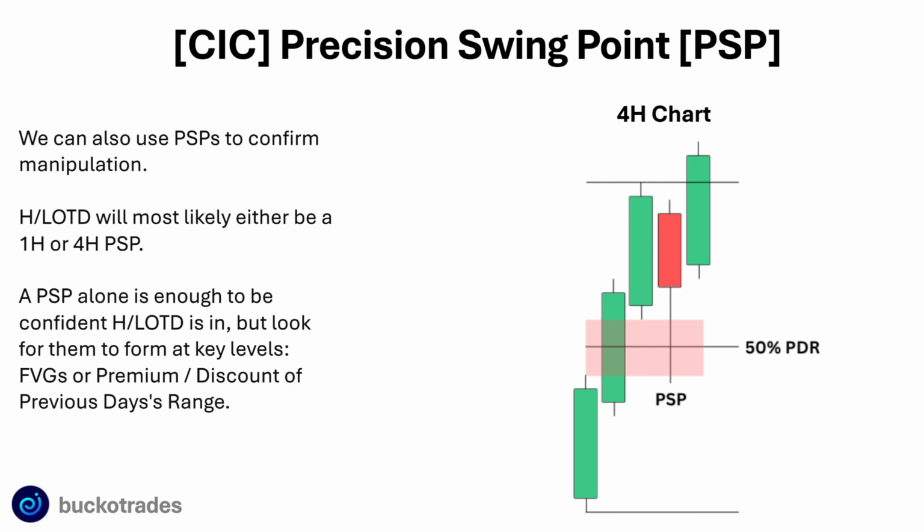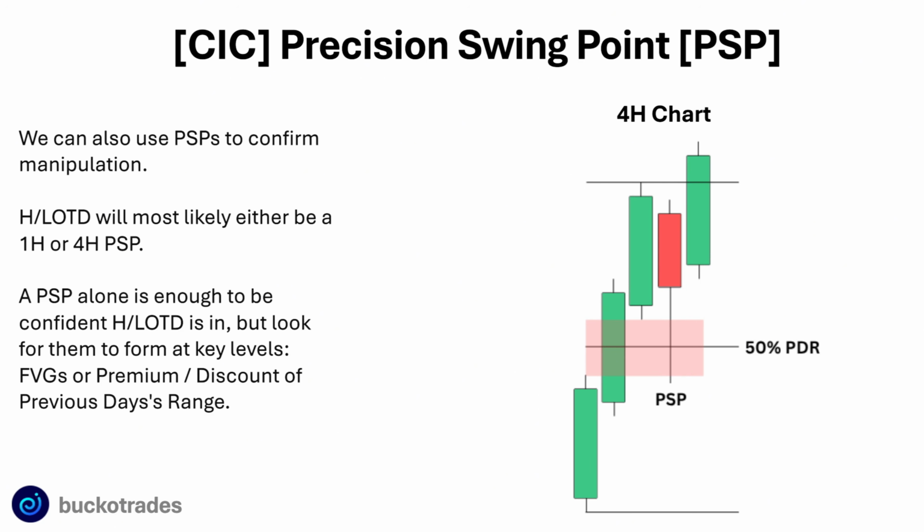So if you look at the visual to the right, this is the 4-hour chart. Just imagine the red candle is, for example, 2 AM, which will be the London session, and it's traded into 50% discount of that previous daily range, while also hitting that key level, being the fair value gap.